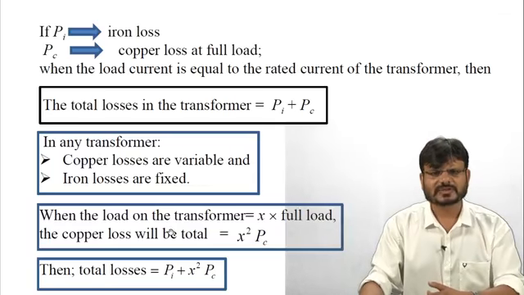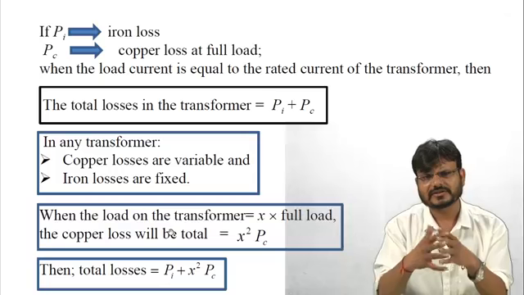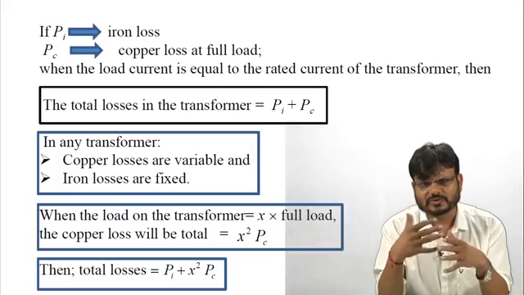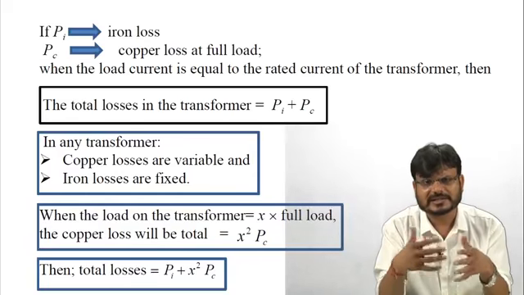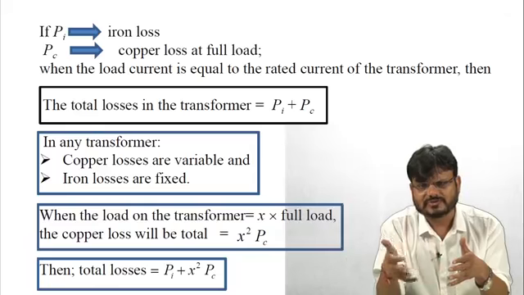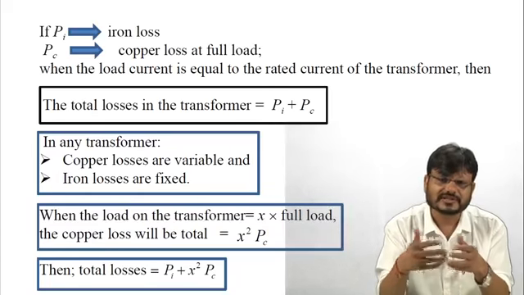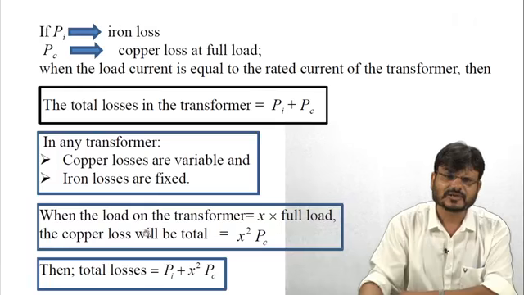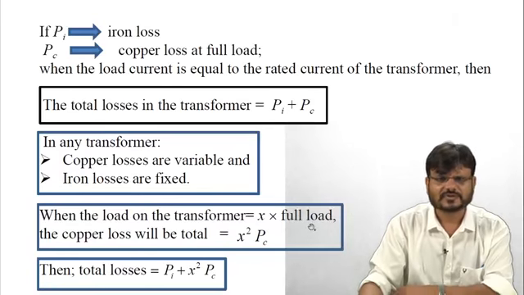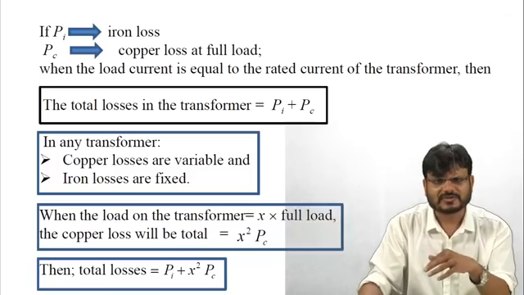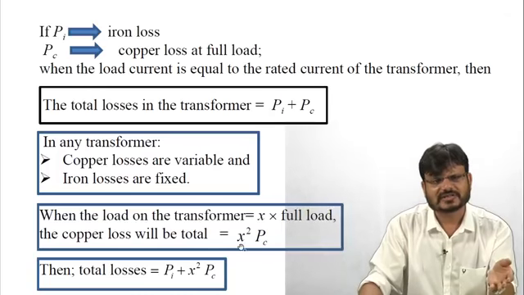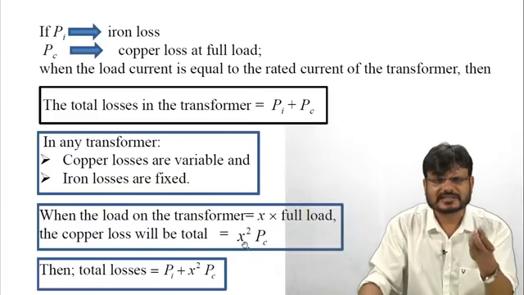Now, if you want to calculate the efficiency of the transformer at any particular load, this load may be half full load, and it may be 3/4 load. So to generalize, we can write the formula when the load of the transformer is X times the full load. At that time the copper losses can be written as X square PC, where PC is the copper losses at full load and X is the fraction of the load.